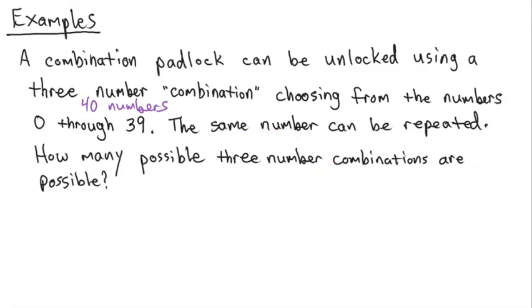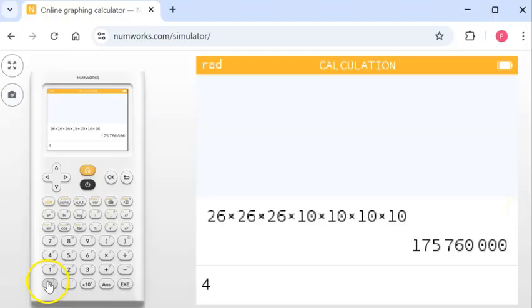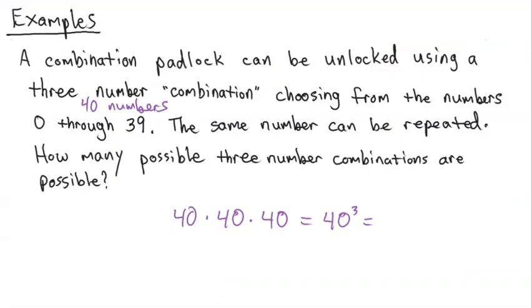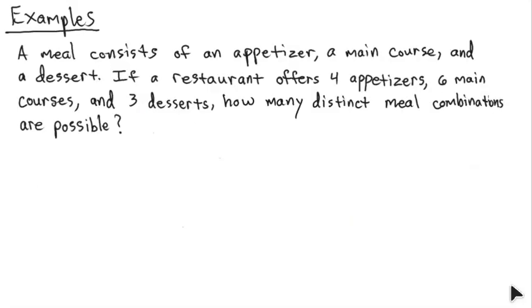Well, we can choose one of the 40 numbers times another one of the 40 numbers times another one of the 40 numbers. So 40 times 40 times 40. Another way of saying that is 40 to the 3rd power. Let's see what that equals. All right, 40 to the power of 3. That's 40 times 40 times 40. We get that's 64,000. So there are 64,000 possibilities.